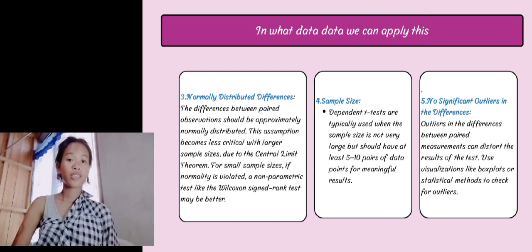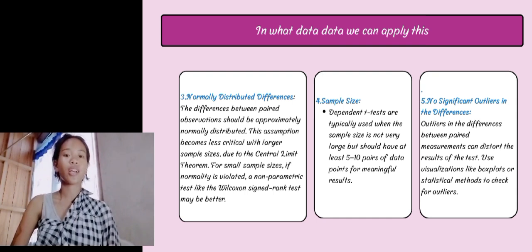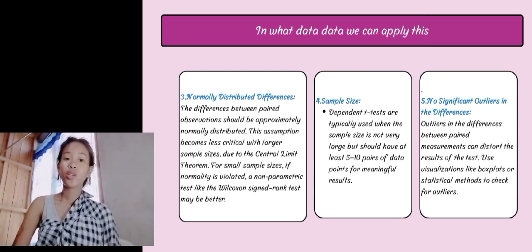Fourth, sample size. T-tests are typically used when the sample size is not very large, but you should have at least 5 to 10 pairs of data points for meaningful results. Fifth, no significant outliers in differences. Outliers in the differences between paired measurements can distort the result of the test. Use visualizations like box plots or statistical methods to check for outliers.